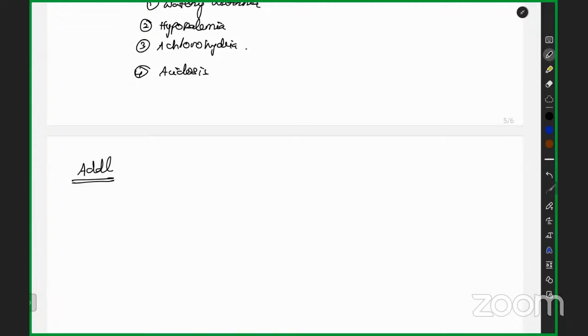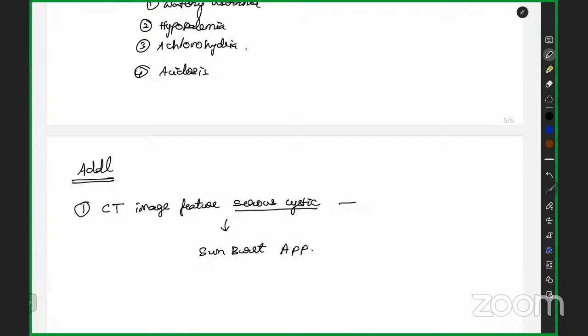Just remember, if you are thorough with all the things which I discussed previously. Number one, what is going to be the CT image feature of serous cystic neoplasms? Serous cystic pancreatic neoplasm. So what is the CT feature? You're going to get a sunburst appearance. And what is going to be the management of serous cystic neoplasm? Management is going to be excision. This is one thing I want you all to remember.